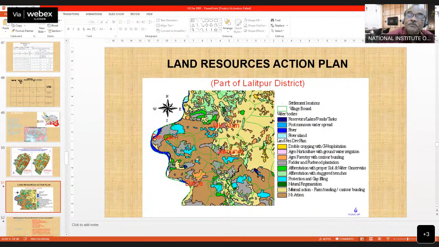So this is the action plan for land resources. It is in the Bundelkhand area. We have prepared, say, for fodder, in which places will be the appropriate area for production of fodder, afforestation, and regeneration. A lot of actions are there. In agro-horticulture, all the things are given color wise. I'm not explaining details. So GIS and remote sensing, that is the beauty, that can make a proper action plan.